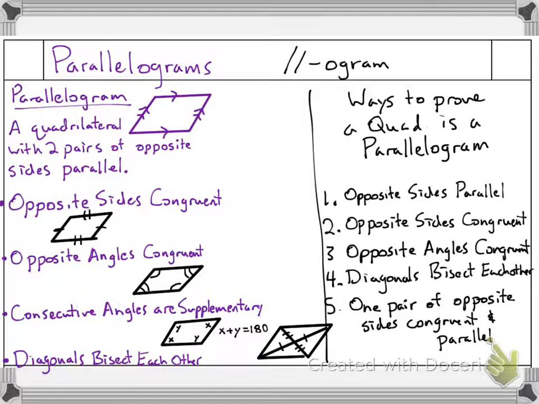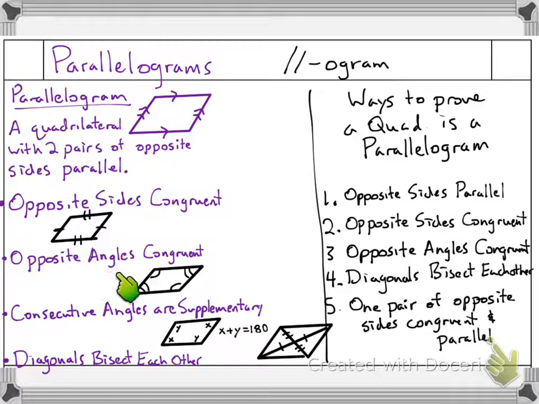Whenever we say we have a parallelogram, we're talking about a quadrilateral with two pairs of opposite sides that are parallel. That's the definition of a parallelogram. Now we also get some properties that go along with it. Besides the two pairs of opposite sides parallel, we have that both pairs of opposite sides are congruent.